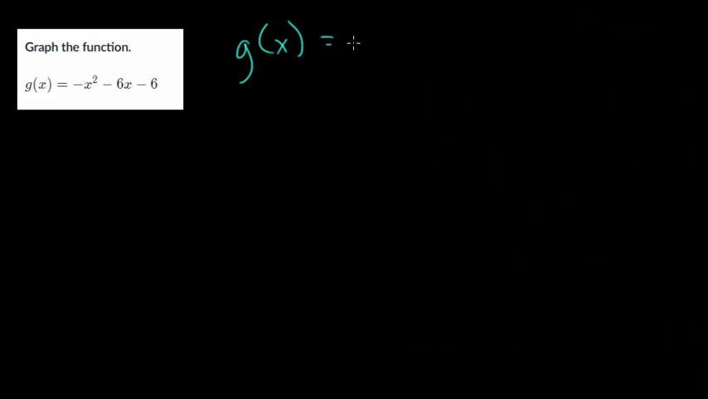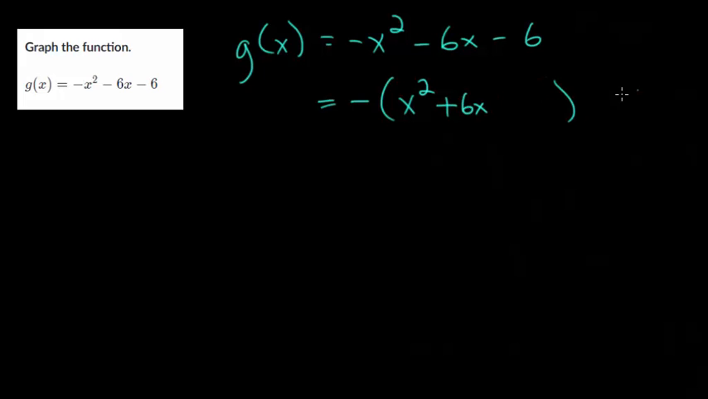g of x is minus x squared minus 6x minus 6, and I want to complete the square. So I'm first going to isolate the variable terms, and since the coefficient on x squared isn't 1, I'm going to factor out this negative, or negative 1, from each of these terms. So let's do that. I have minus 1, or just negative, times this parentheses. Here I'm left with x squared, and here I'd have plus 6x. I'll leave a space and put the minus 6 on the outside.